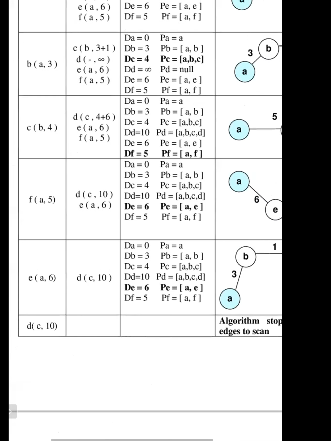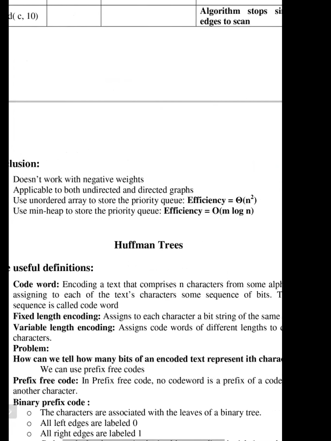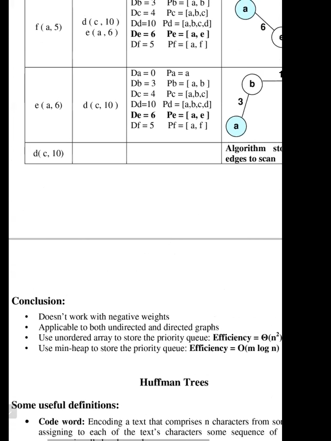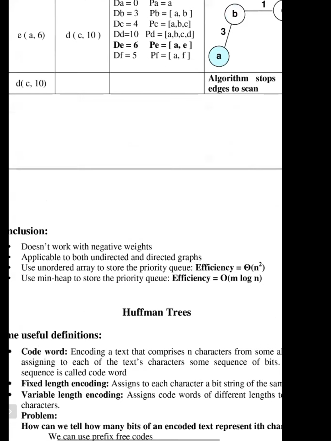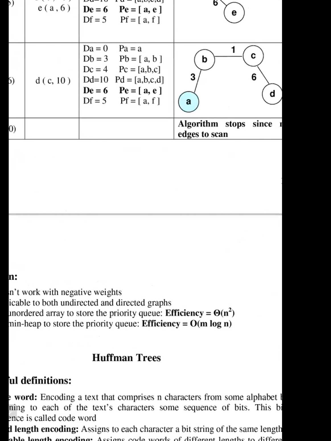Now the analysis. It doesn't work with negative weights. Remember, this Dijkstra algorithm is not applicable when the weights are negative. It is applicable to both undirected and directed graphs. When we consider the undirected graph, it is also applicable for the directed graph. When edges are directed, it is called a directed graph. When all edges are directed, it is a directed graph.